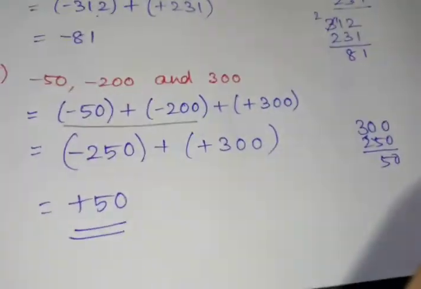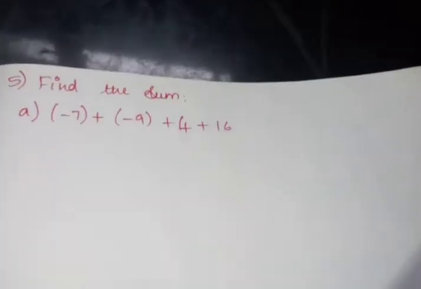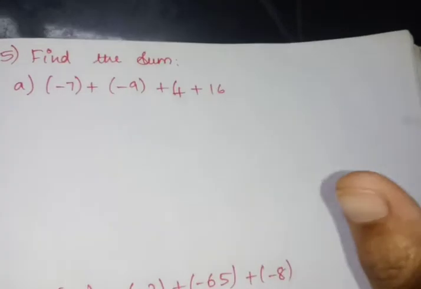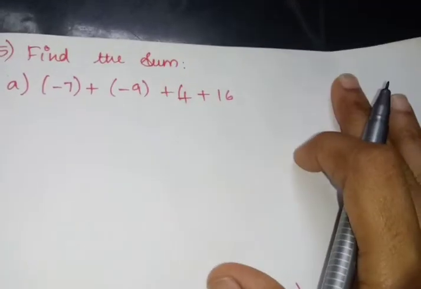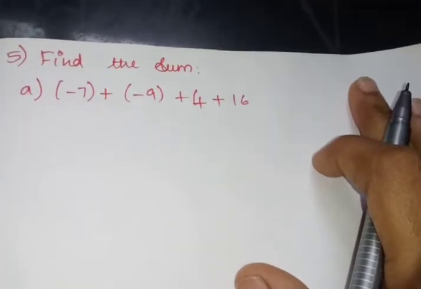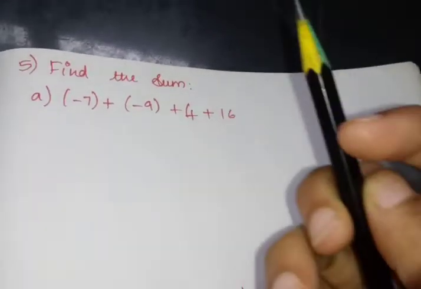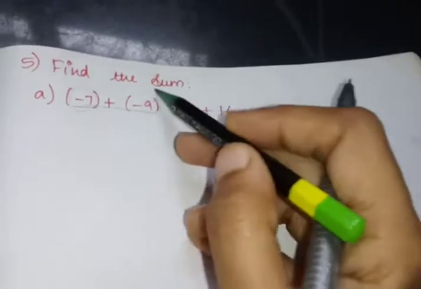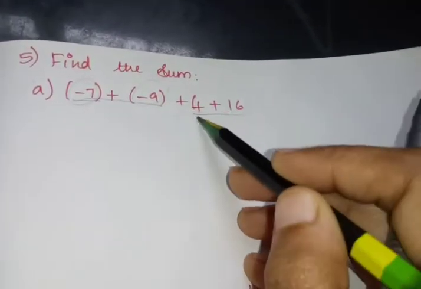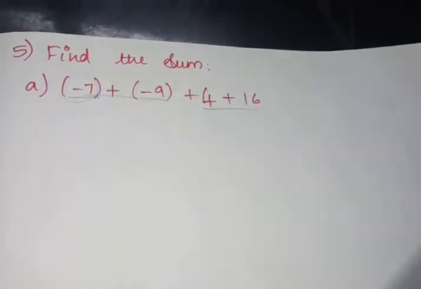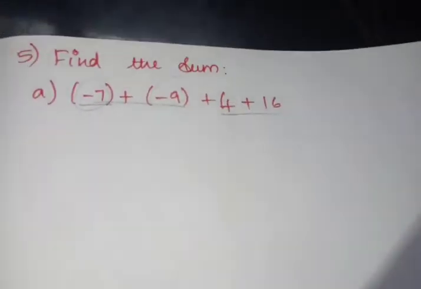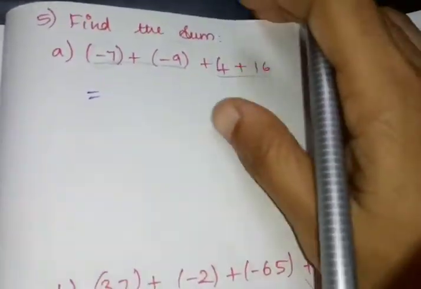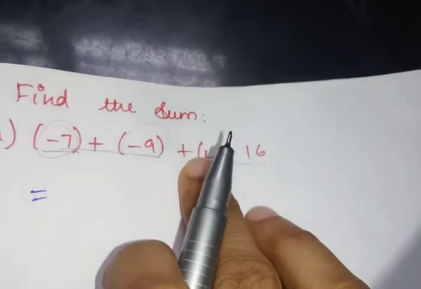Okay, children. Next is your fifth problem. The fifth problem is also the same type of problem. Now we are going to find the sum of this subdivision. Okay, see from the question itself, these two have the same sign, minus 7 minus 9. These two have the same sign, plus 4 plus 16. So what will we do? We will do the same sign first together. Same sign, what will you do?